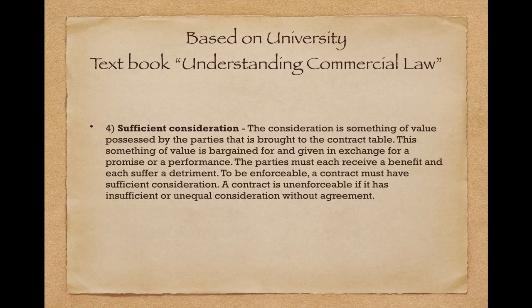Number 4, sufficient consideration. The consideration is something of value. In our case, all they need is a signature. The consideration is something of value possessed by the parties that is brought to the contract table. And this something of value is bargained for and given in exchange for a promise or a performance. All they need is our signature for a promise or a performance.